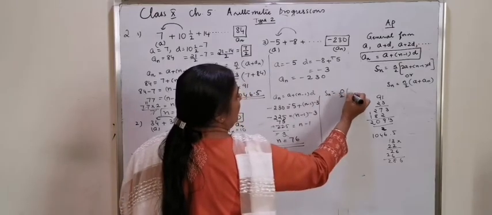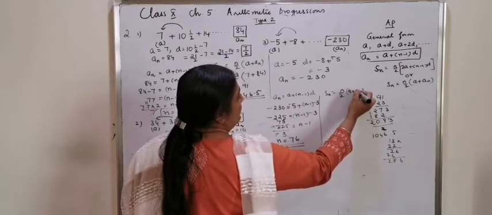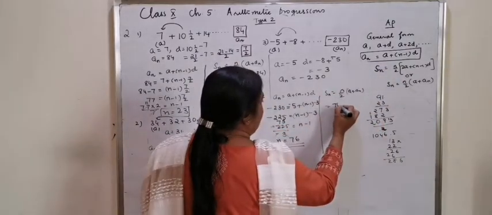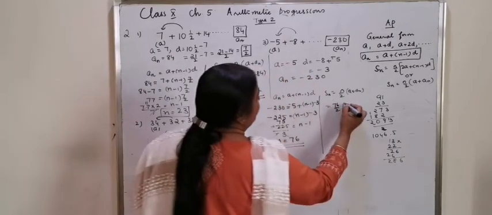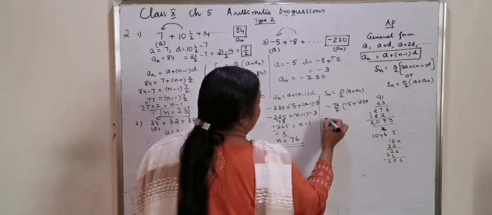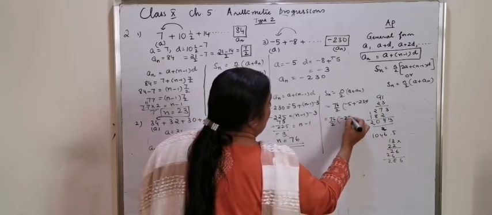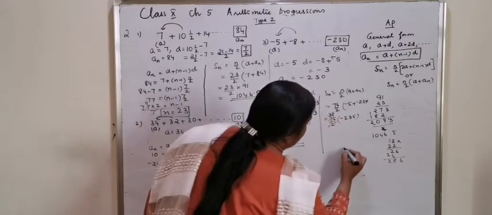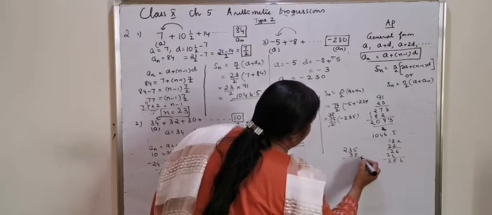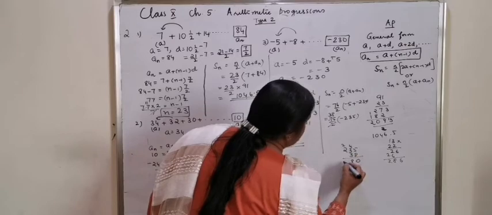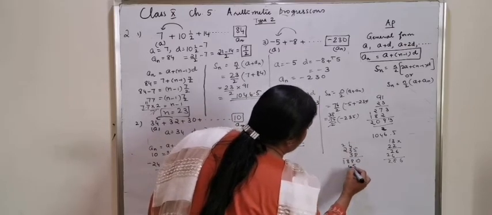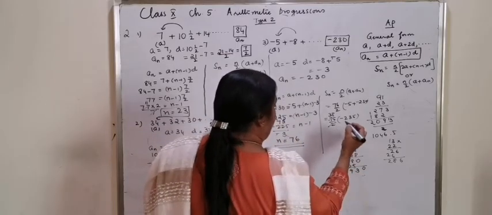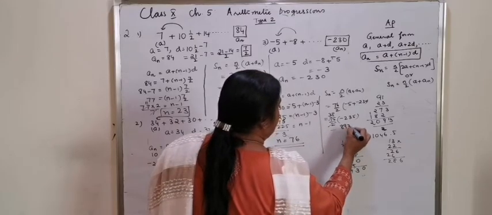Sn is equal to n by 2 into A plus An. Even if you apply the first formula, you will get the same answer, which is equal to 76 by 2 into minus 5 plus minus 230. 76 by 2 into minus 235. 76 by 2 is 38, so 235 into 38. 8 5s are 40, 8 3s are 24, 16 plus 2, 18, 7. It is equal to minus 8,930.